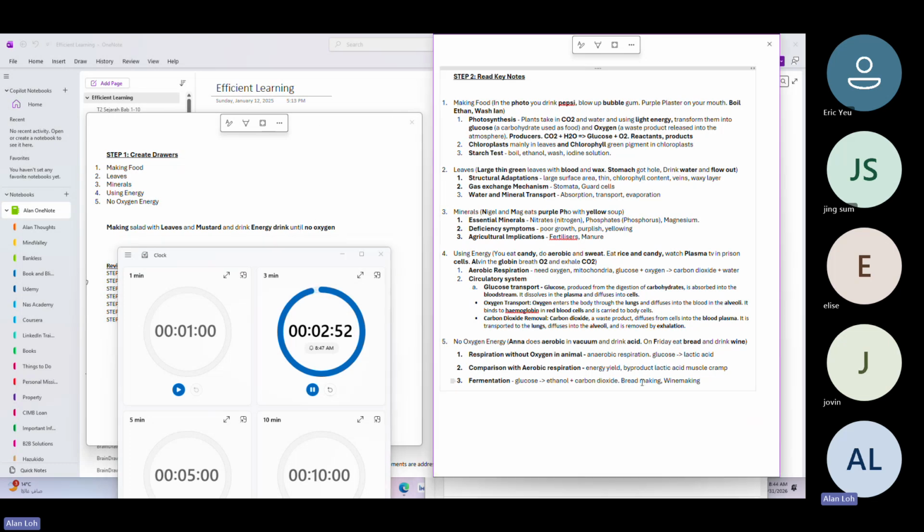From making food to winemaking. For Elise, Jingsam, and Jovin, maybe this class, you focus on how to do these 7 steps.